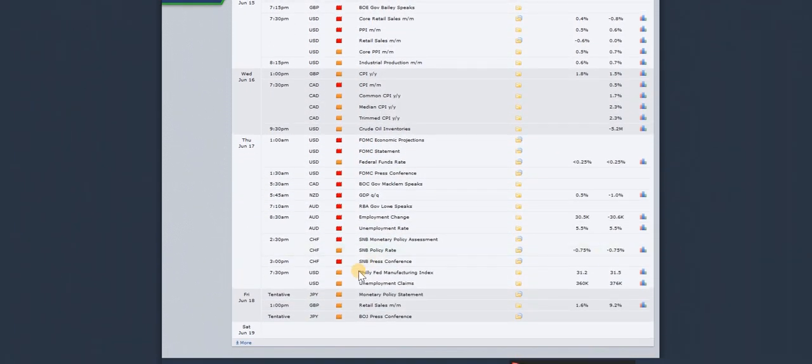Friday, yeah, not much. So Thursday's the big one, from the US interest rates through the Aussie employment numbers, Swiss interest rates. Then there's nothing really after that. So that's the news for the week ahead. So just be aware of that.